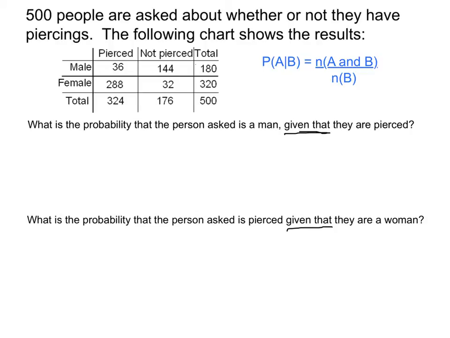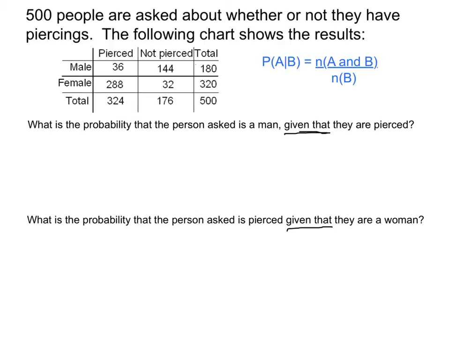Now, often when we see this sort of problem, we see it in terms of the probability of A and B over the probability of B. But because the chart gives us actual numbers, we don't need to deal with the probabilities. We can just deal with the numbers that we are given.